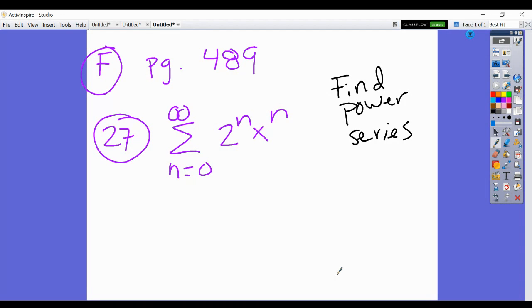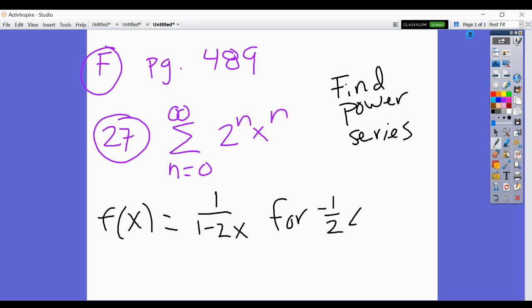So we're working with the summation where n equals 0 all the way up to infinity of 2 to the n x to the n. Based off exercise 21, we already know that we have a function f of x equals 1 over 1 minus 2x for our interval negative 1/2 < x < 1/2. That's our interval of convergence. These are things that we already know. So we want to take that and find a power series for f prime of x. This is the good stuff.